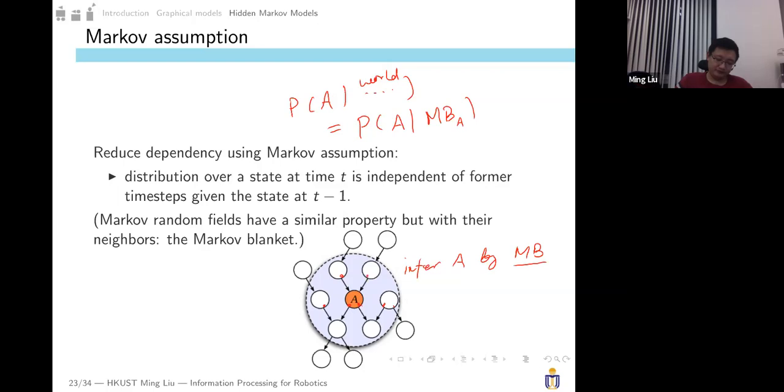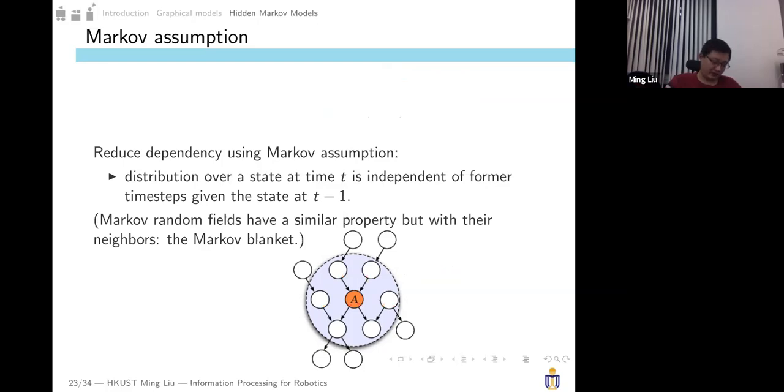Okay. So this is important. We will use this result for all the analysis of the Bayes network as well, the dynamic network as well.